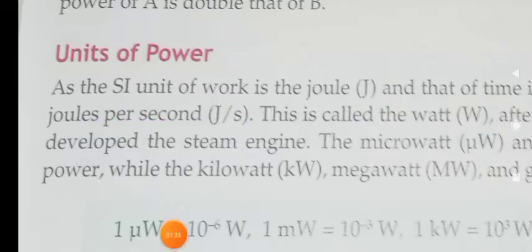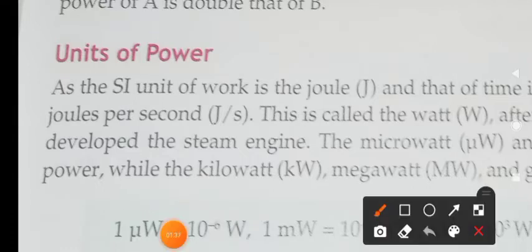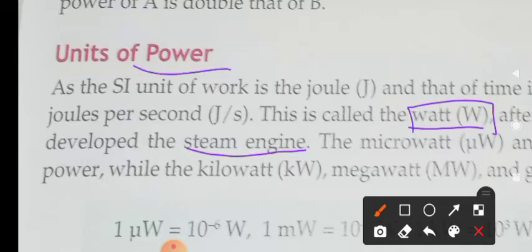W, capital W. This is actually the name of a scientist. Can you guess who? The man who developed the steam engine, no? James Watt. It is in his name that the unit is called watt. So the SI unit of power is watt, and it is denoted by capital W.